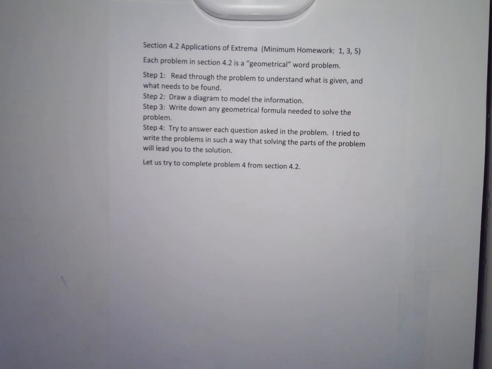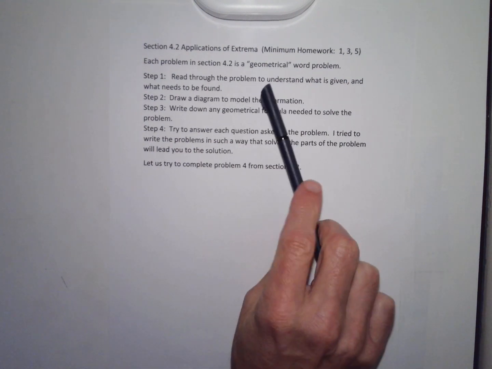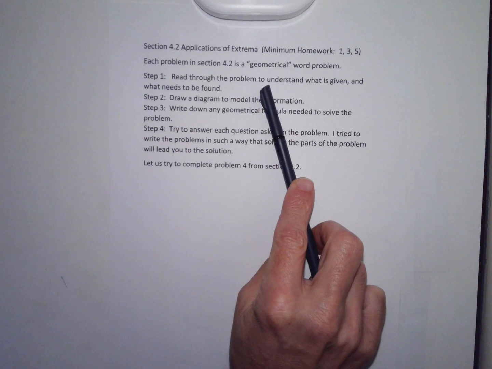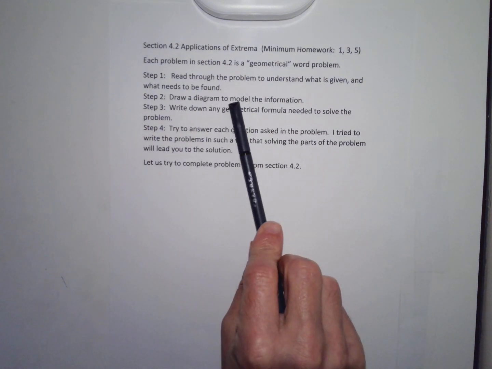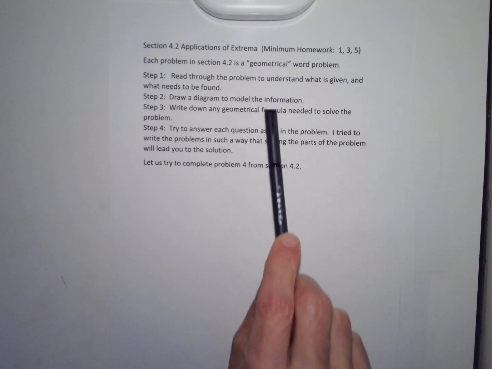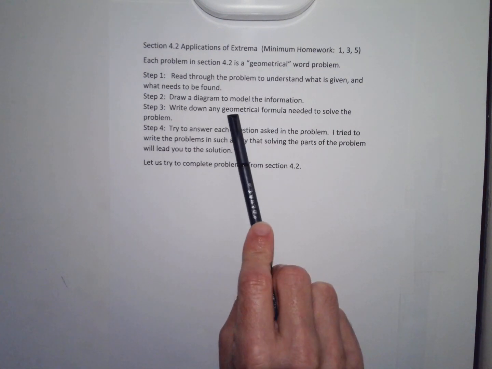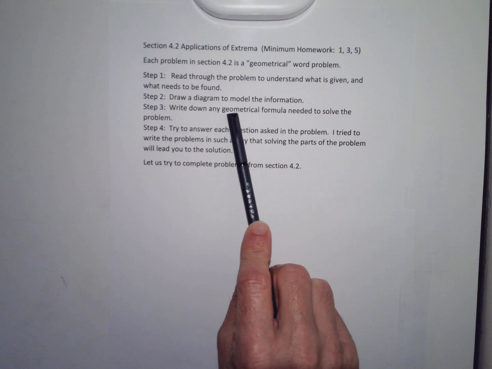And so for each of these problems, I'm going to walk through and follow the same steps. First, I'm going to read the problem to understand what's given and what I'm trying to find out. I'm going to draw a diagram because it's a geometry word problem to match with the wording. I'm going to write down any formulas that I might need, and really it's just going to be the perimeter and area formula for rectangles that we're going to need to get through this section.